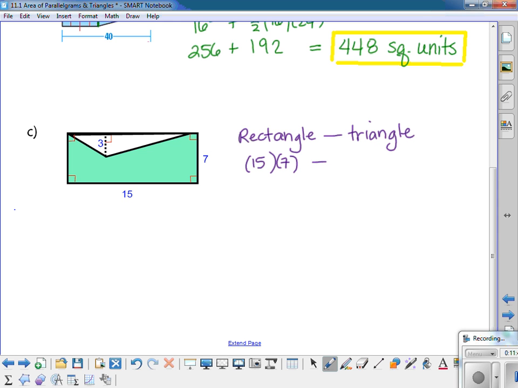And from that, we have to subtract the area of the triangle. And so the base of my triangle is 15, and the height is given as 3. So half of 15 times 3 will be the area of my triangle. So if we do 15 times 7, we get 105. And half of 15 times 3 comes out to 22.5. And so that means we have 82.5 square units for the shaded area.